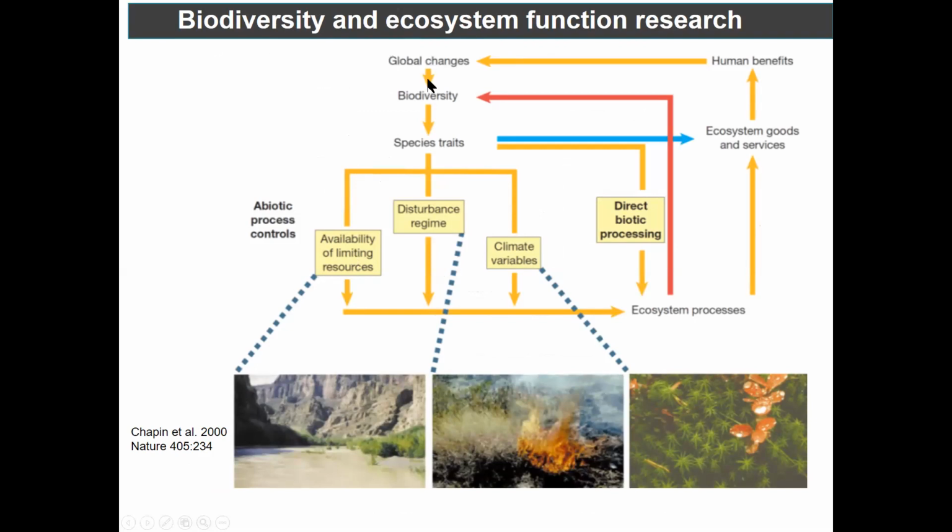Here, for example, you can see global changes are impacting biodiversity, and biodiversity at the same time, due to changes in species traits, can have a direct effect on ecosystem processes, but also an indirect effect on the provision of ecosystem goods and services.